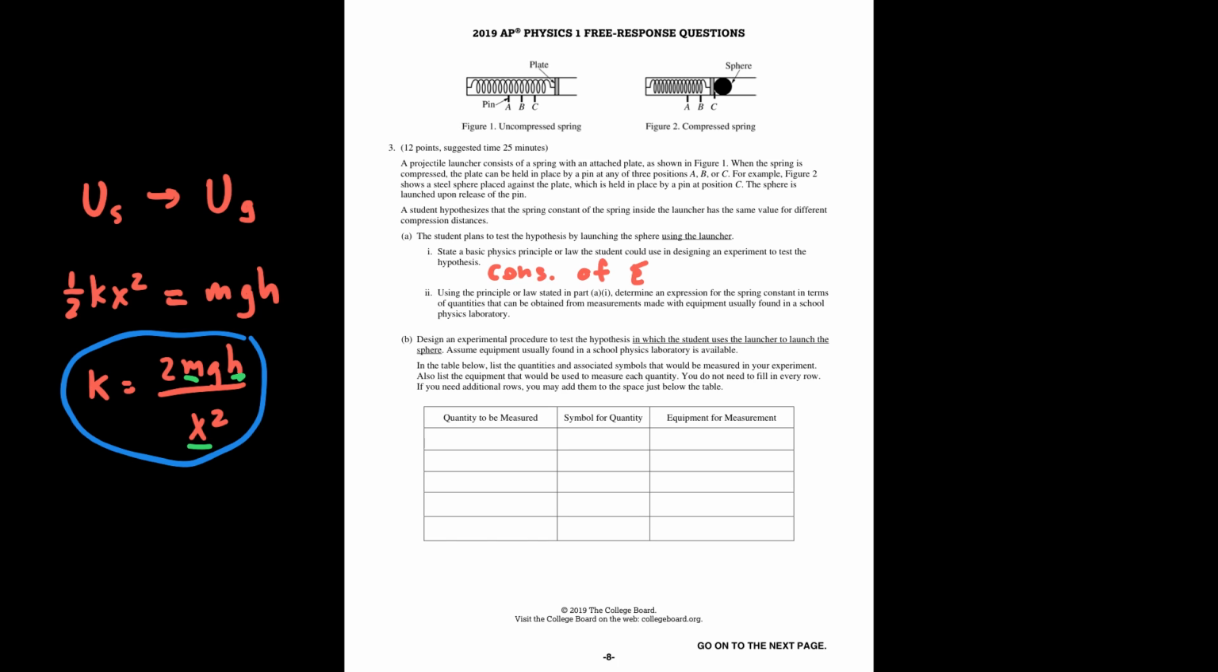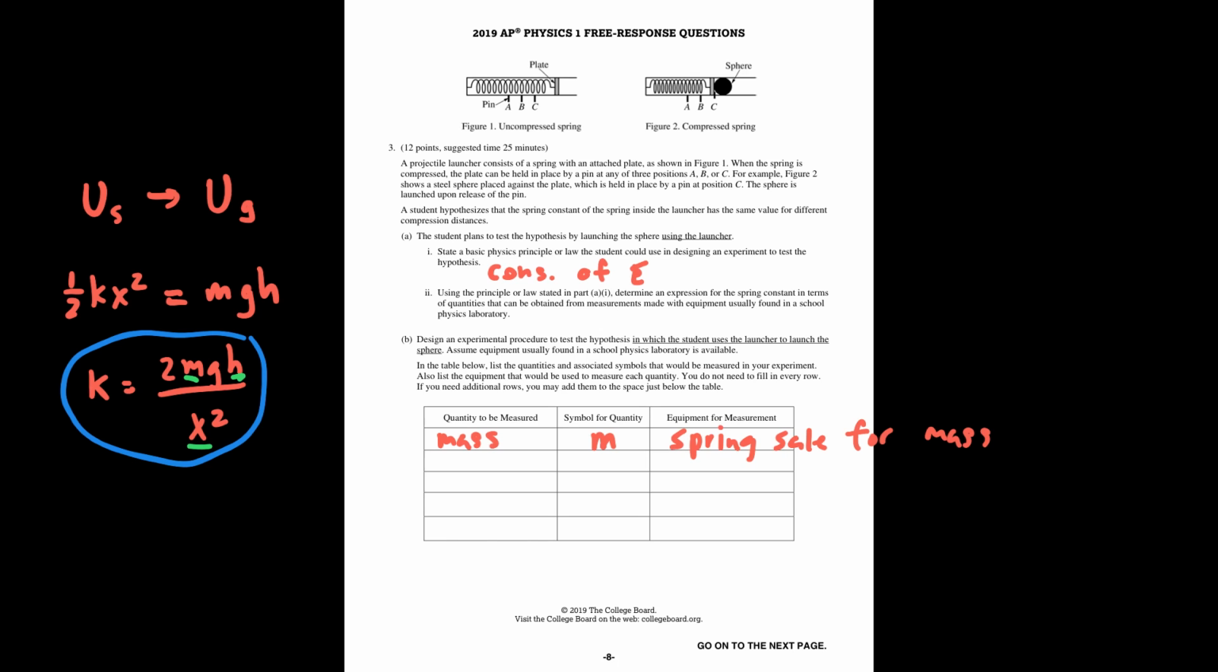Now we're asked to design an experimental procedure to test the hypothesis in which the student uses the launcher to launch the sphere. Assume equipment usually found in a high school physics laboratory is available. So the first quantity that I'm going to measure is the mass. The symbol for the quantity is m. And the equipment to measure it, maybe I just use a spring scale for the mass.